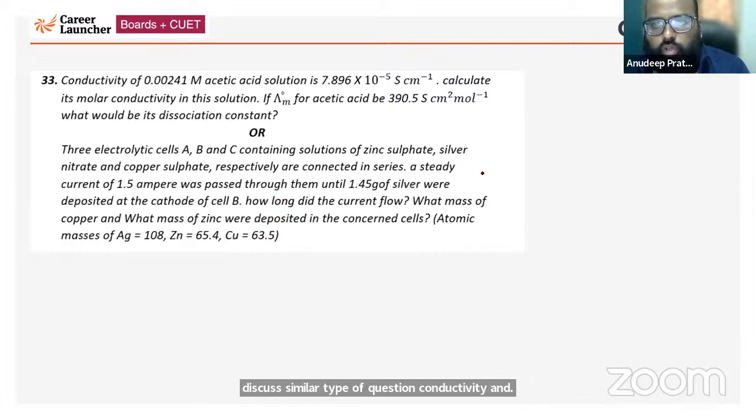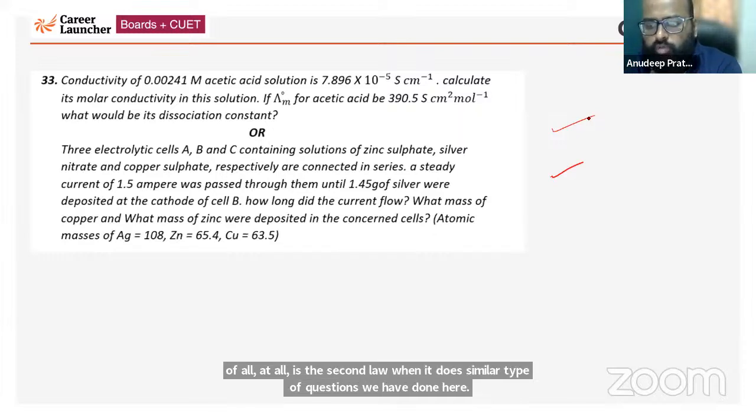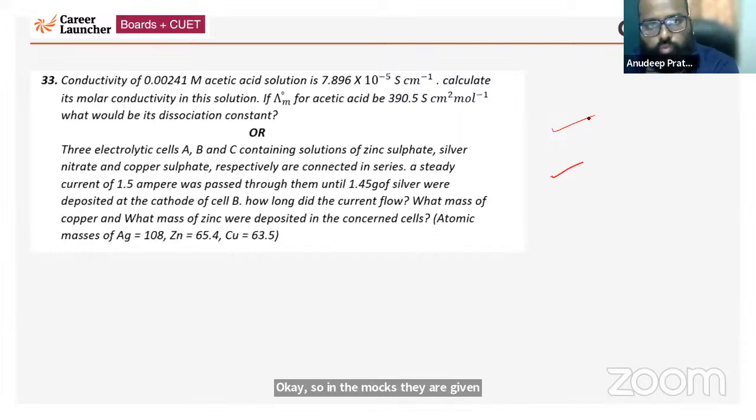Okay. Next, in electrochemistry also we have discussed similar types of questions: conductivity, first law of electrolysis, second law of electrolysis. In the mocks they have given similar types of questions. Everything we have done here, and we have provided the solutions for these mocks also. We have explained each question thoroughly and given conceptual explanations for them. You can watch our videos on our YouTube channels also. So we have done similar types of question revision many times.